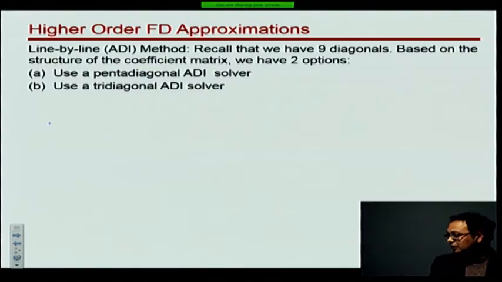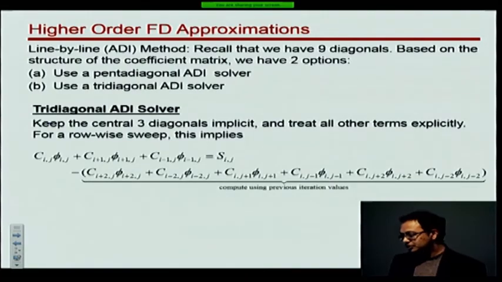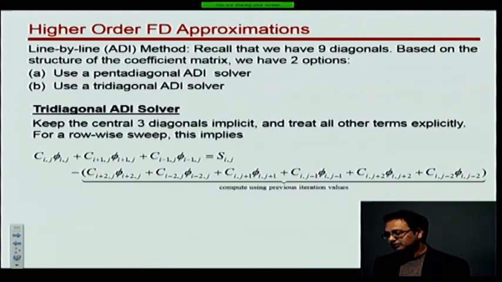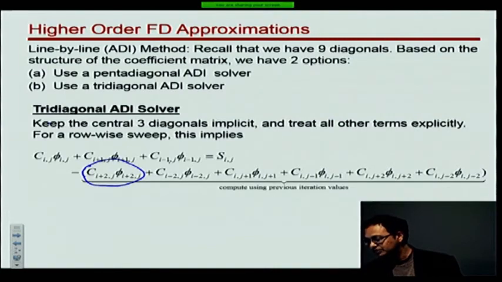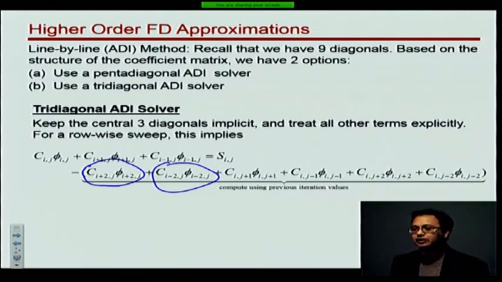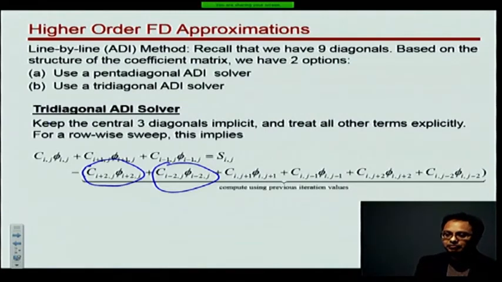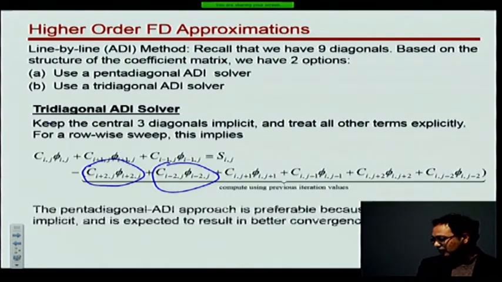The other approach is to go back and use your tridiagonal solver again, but now you also have to transpose these terms over to the right hand side, which will obviously make your solver much less implicit, because really you're not treating the whole row implicitly anymore. So the pentadiagonal ADI is the preferred one because obviously it's more implicit and gives you better convergence. Any questions on that?